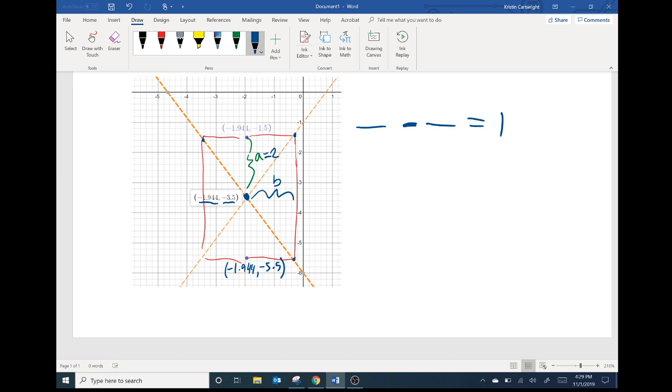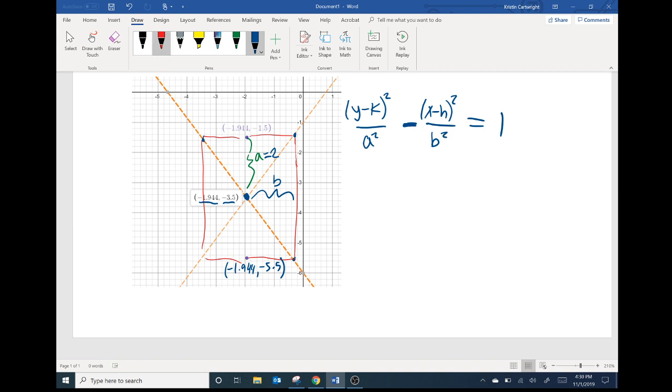Since these branches are opening upwards and downwards, that means my transverse axis, the axis that contains all the major points, is going to also be going up and down, just like the y-axis. So that tells me my y term should be my first, positive fraction, and my x term should be my second fraction, so it's the one that's negative. And I always call whatever the denominator of the first fraction is a, and the denominator of the second fraction b, with hyperbolas.